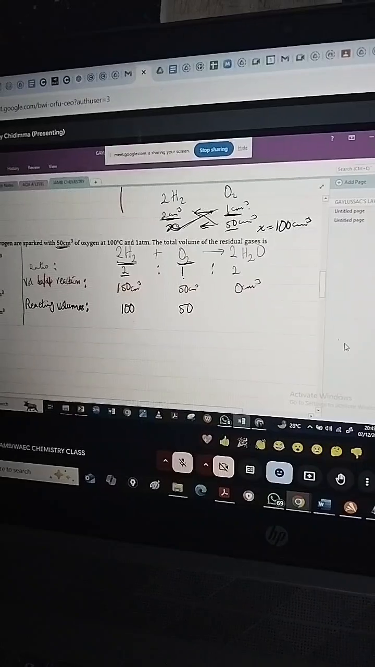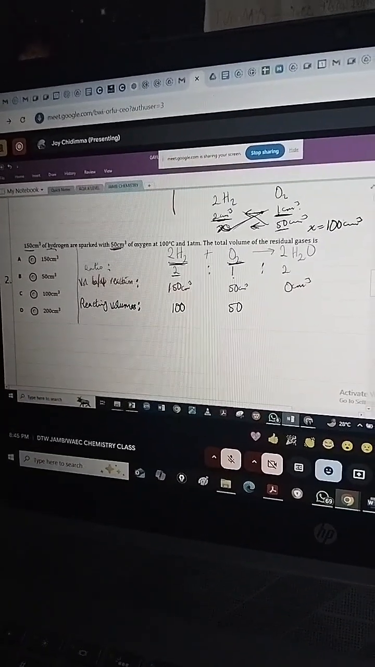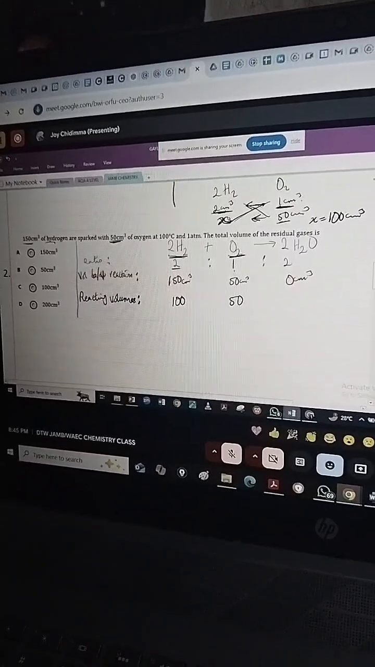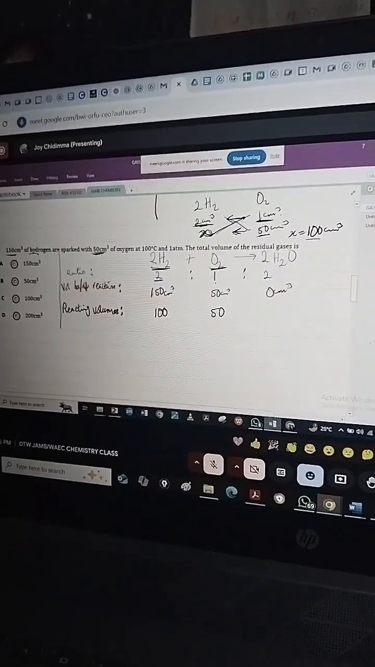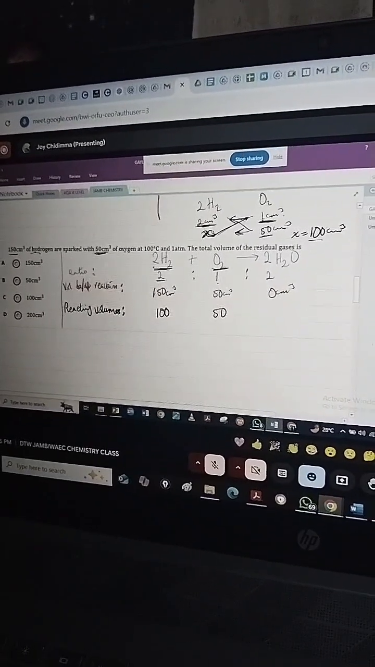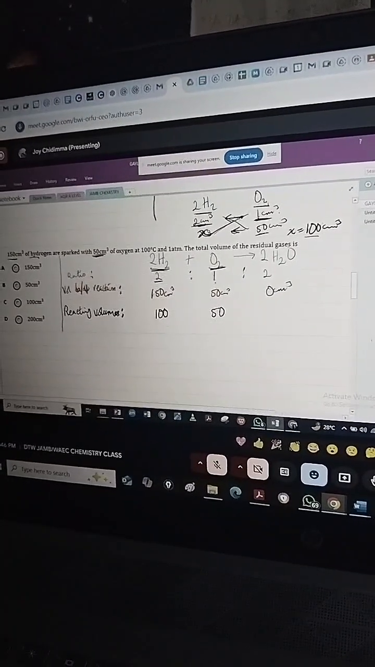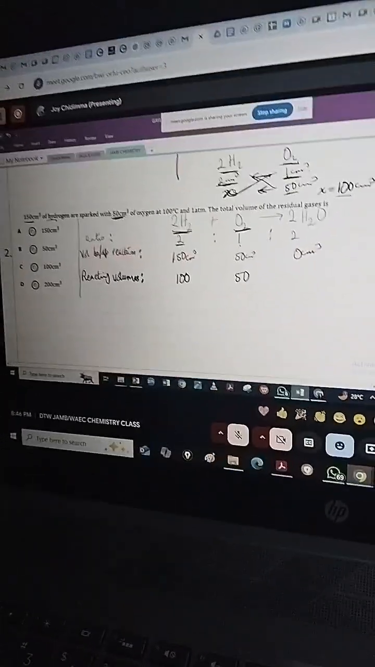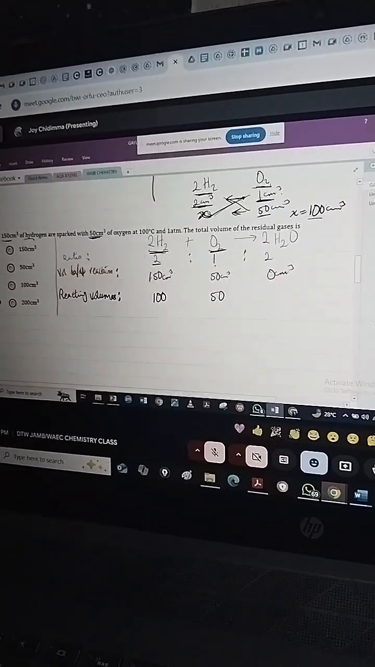But we were given 150. So what it means is that hydrogen was given in excess. We are not going to use all the hydrogen molecules. We only use the one required. It's just like making your tea, and you were told that for one sachet of milk, you need 2 cubes of sugar. So what it means is that if you have 50 sachets of milk, you only need 100 cubes of sugar. You don't need 150 cubes. Are you following?